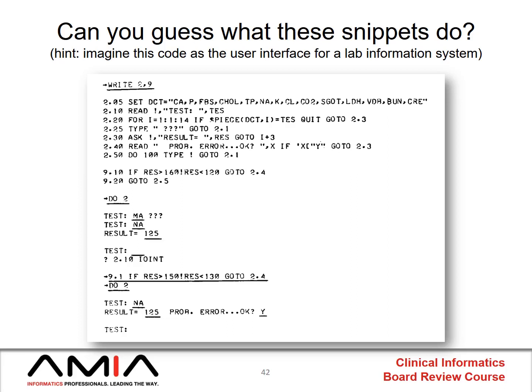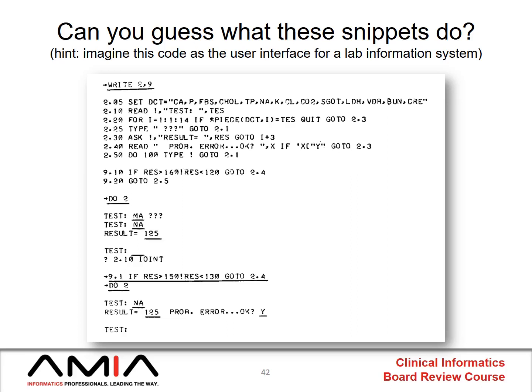Basically it sets an array of values that's called the DCT, and it includes things that look remarkably like abbreviations for lab tests: calcium, phosphorus, FBS, what would that be? Fecal blood, maybe? Cholesterol, total protein, sodium, potassium, chloride, and so on. And then it's going to go to the command line and expect an input from the user. It'll say, read from the command line, show the prompt test, and assign whatever the user types into the value of the variable TES.